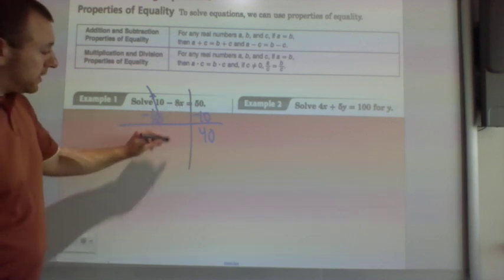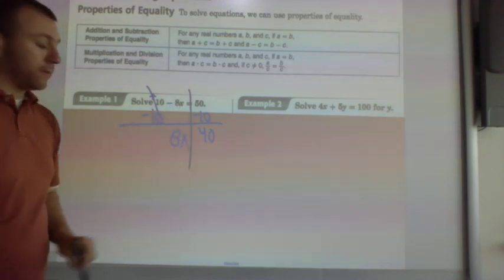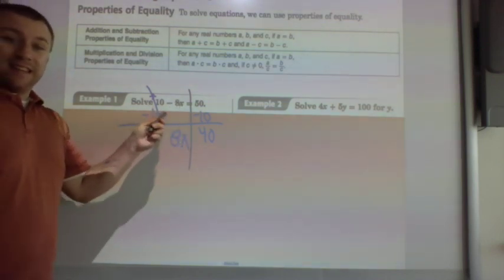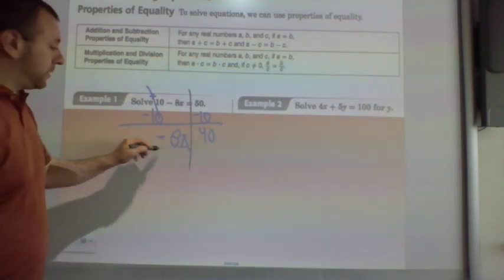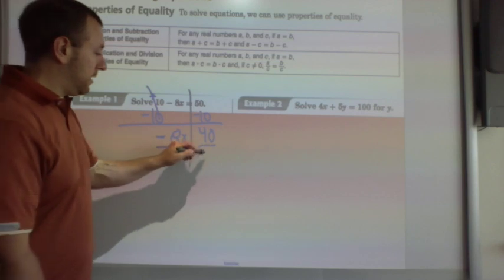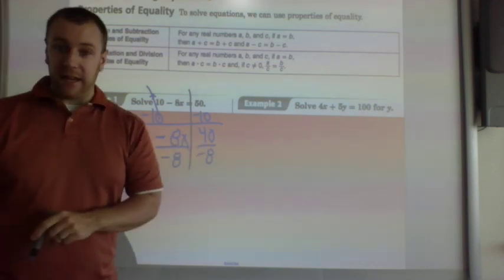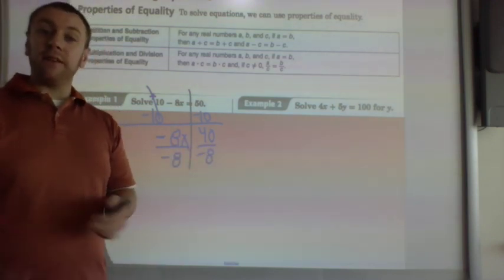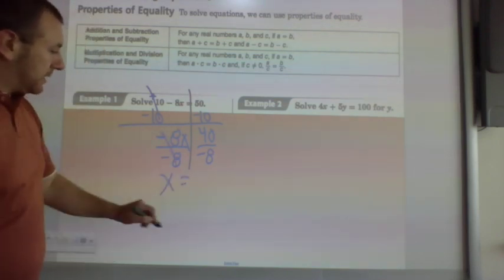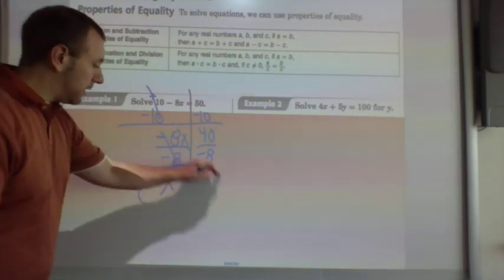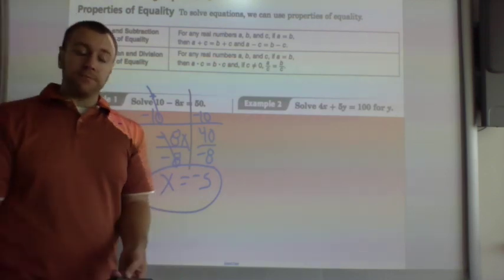Minus 8x, they just bring down an 8x. What is the sign in front of that? That's a negative. So what I do, I divide by negative 8. That 8 is negative, so I have to carry that sign with it. Cancel that out. X equals negative 5, and I'm done.